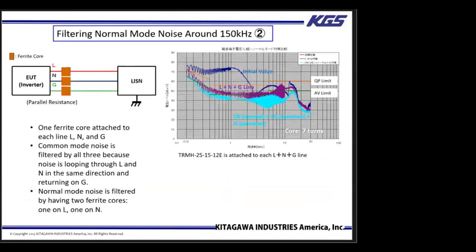So in our experiments, we inserted the cable from the opposite end for normal mode suppression, but in mass production, this is very cumbersome. A common way of solving this issue is to attach one ferrite on each line to suppress both common mode and normal mode noise.